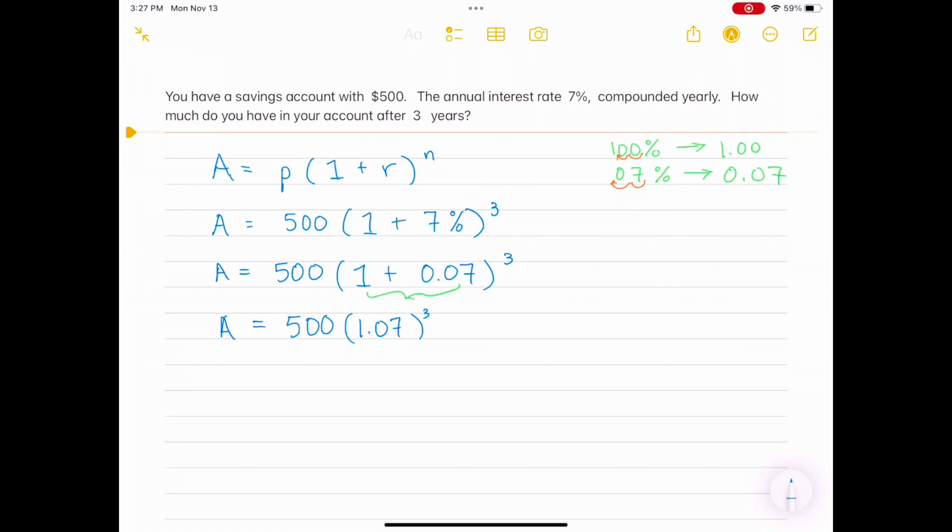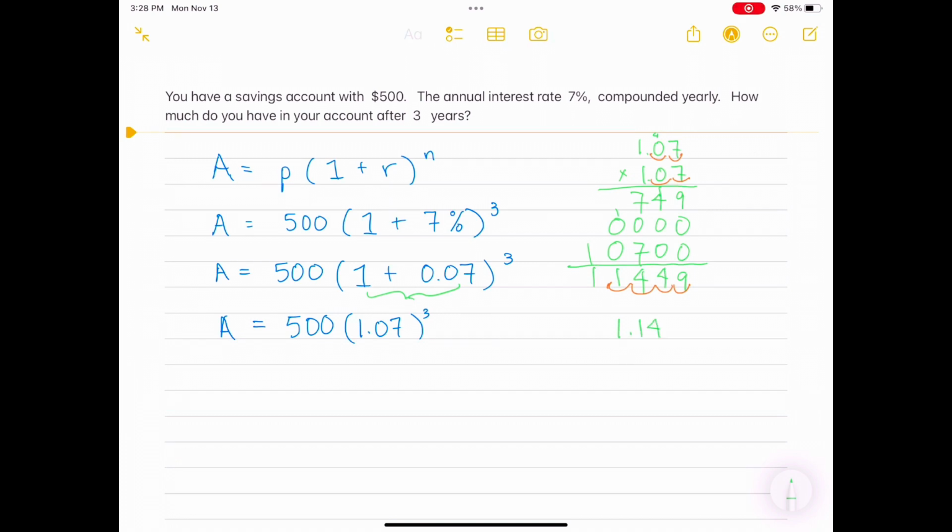Now we must solve the exponent, 1.07 to the third power. And I do that calculation on the side. We start by multiplying 1.07 times 1.07. Again, it is critical to get these side calculations done correctly, so make sure you double check your work. 1.07 squared works out to be 1.1449. I take 1.1449, multiply it by 1.07, which will give me 1.07 to the third power.